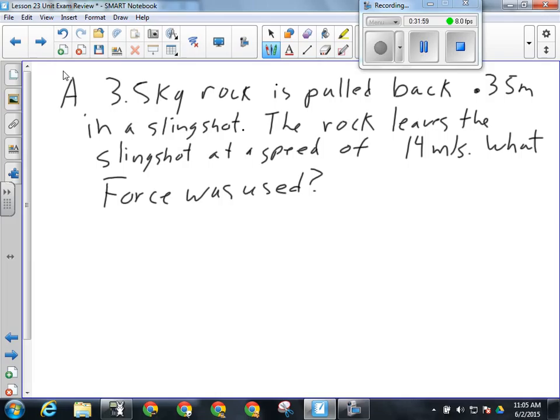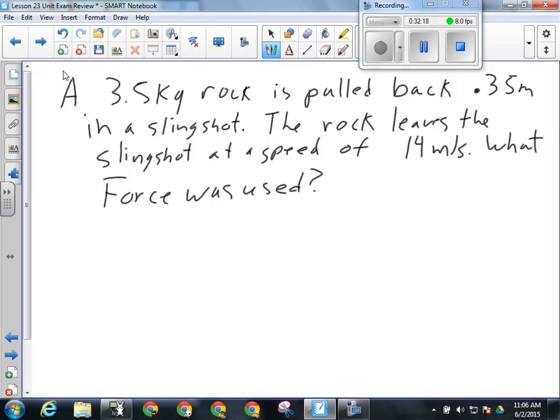We know that when you pull back a slingshot, you're doing work. We know that the rock would be accelerating from 0 to 14 meters per second, because that's what would happen when we release the slingshot. So we know there's changes in energy going on in the context of this question. Agreed? Okay, and that's what we have to get out of it.